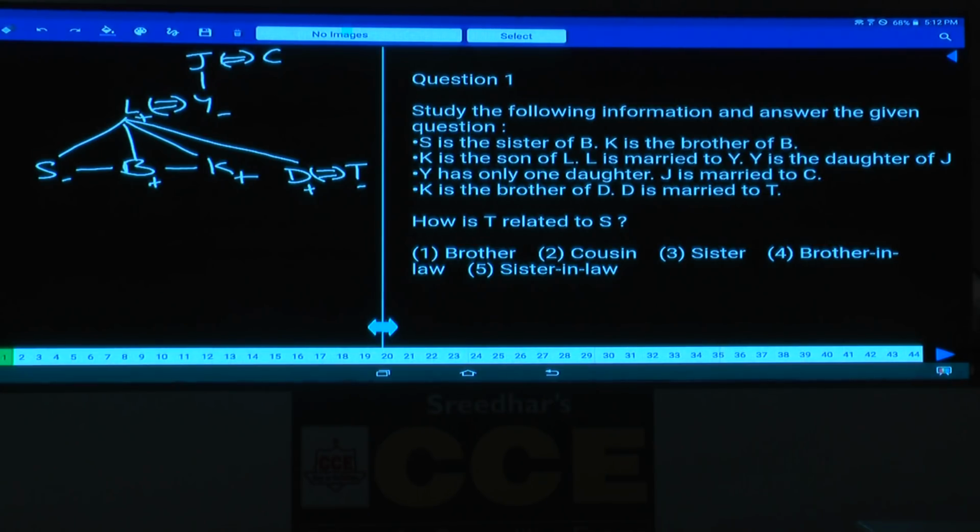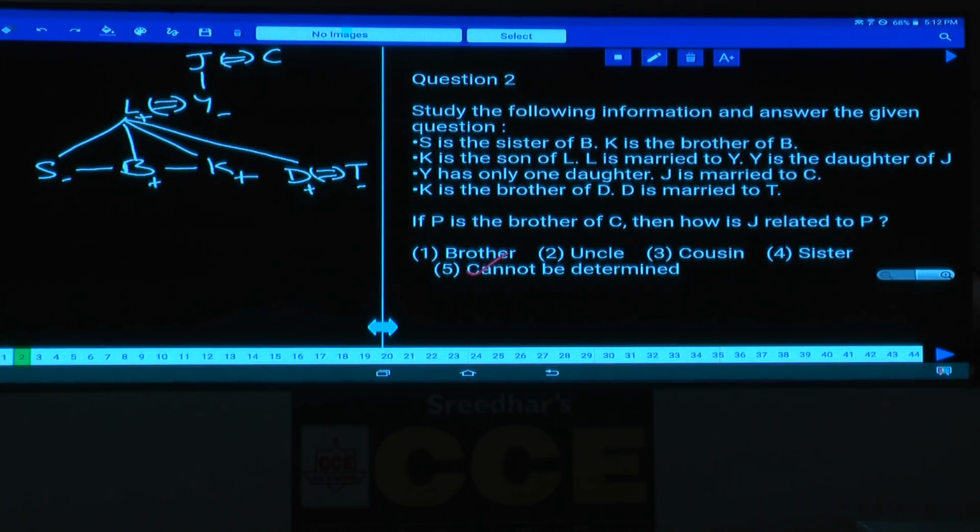Then question number 1, how is T related to S? S's brother is D, brother's wife. Brother's wife is sister-in-law, choice 5.